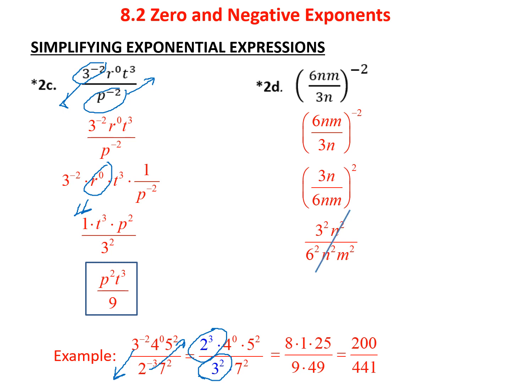So we end up with, by the way, the n squared divided by n squared is going to cancel out. And so in this case, we have 9 divided by 36 m squared. Or 9 goes into 36 4 times, so I have 1 over 4.